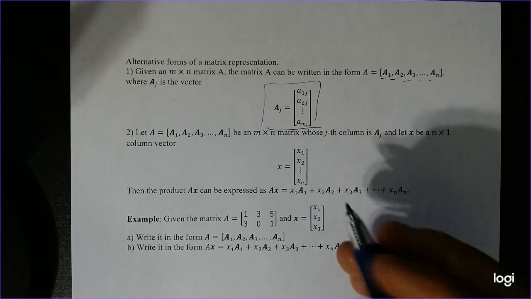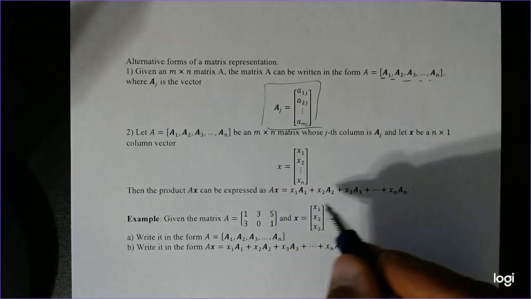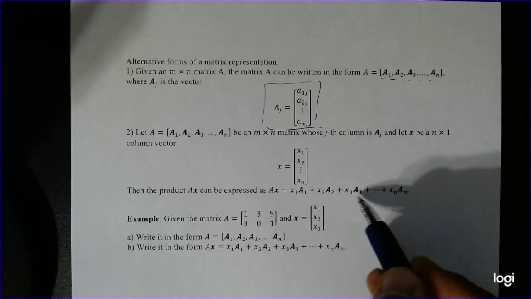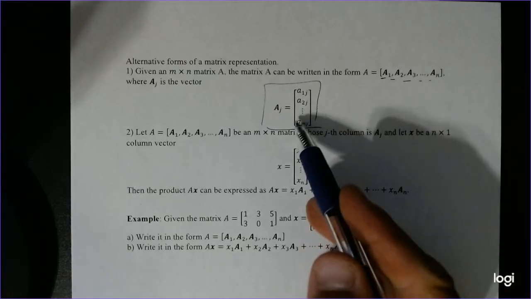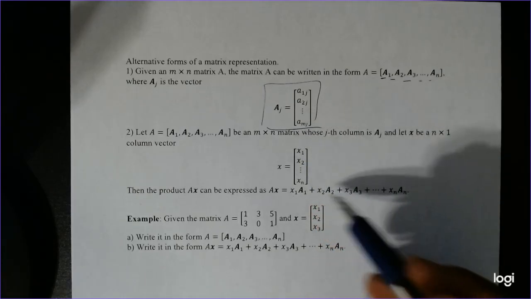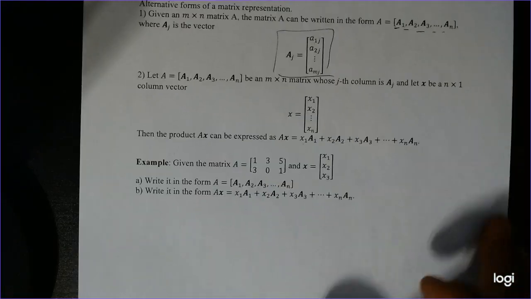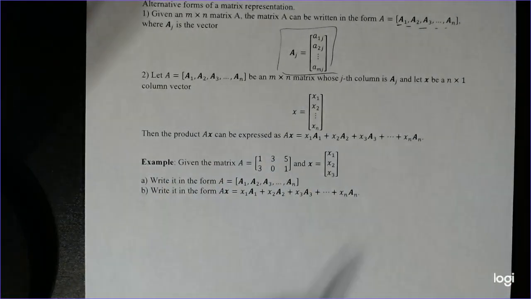Then the product AX can be expressed as a linear combination. We'll talk about linear combinations way down the road, but it's a sum of each individual one, which kind of makes sense. All I'm doing is x1 times this n by 1 column, and so forth down the road. But again, the theory is much more complicated than the actual application of it. So why don't we try a simple example so you can see how this works out.